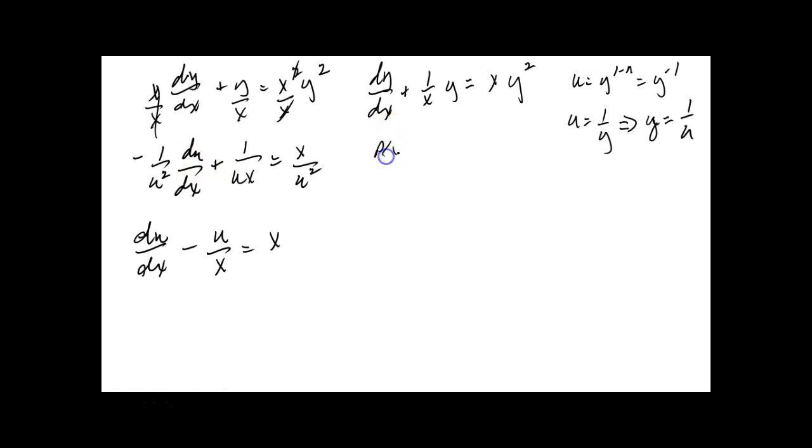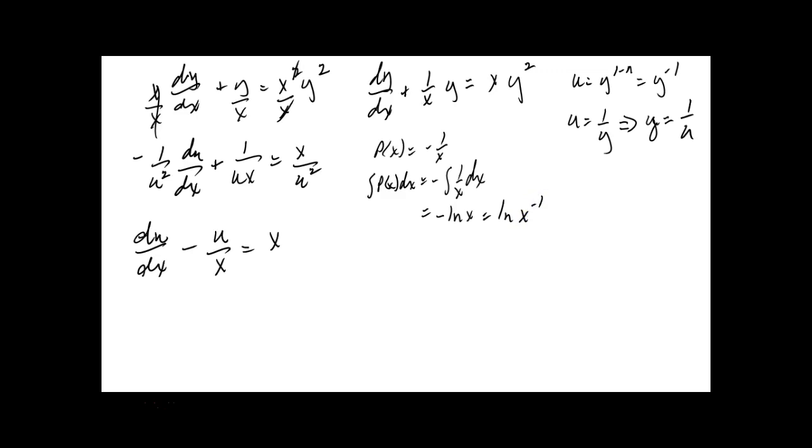What is your p of x? Negative 1 over x, right? And then we integrate that, dx. The integral of that is minus ln of x, or you could say ln of x to the minus 1. That's right, it is ln of x to the minus 1, or 1 over x if you wanted to.